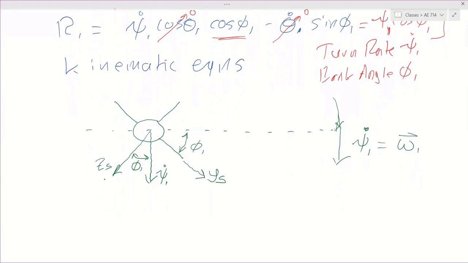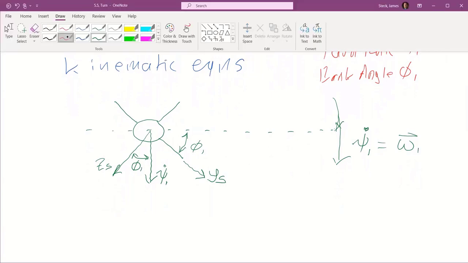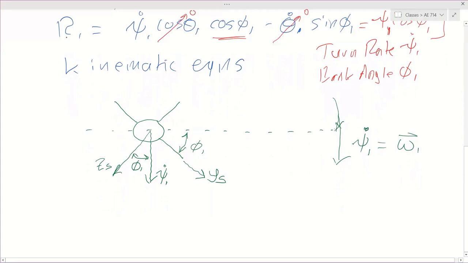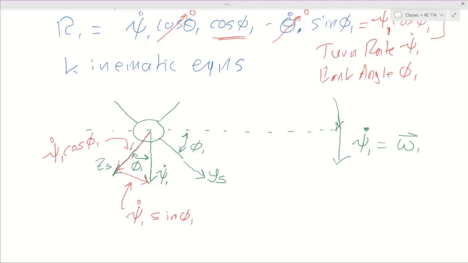And if you look at the component of psi 1 dot along the y axis, that component there, that is psi 1 dot sine of phi. And if you look at the component of it along the z-axis, that is psi 1 dot cosine phi. All it is, we're just taking the vector omega, which is psi 1 dot, pointed straight down, and taking components of it along the y and the z direction. So this vector here that I've drawn kind of at the wrong angle, that should be parallel to y. Sorry, I botched that up.